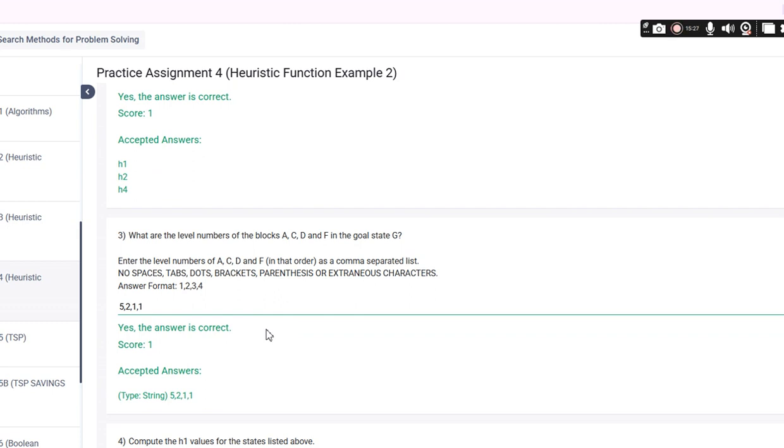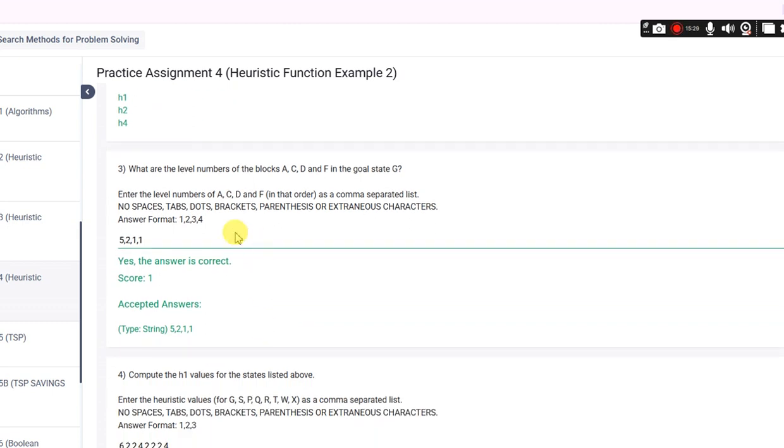H4 is also maximization. So we can answer this question: what is the level number of blocks A, C, D in the goal state? We already know the level numbers. For A it is 5, C it is 2, D 1, F 1.